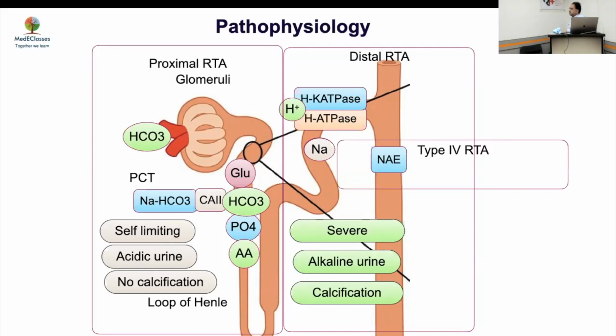Type 4 RTA is a problem of either this channel or the renin-angiotensin-aldosterone system. It typically causes hyperkalemia. All other forms of RTA, as we discussed, cause potassium loss. Type 4 RTA will cause high potassium. So high potassium with acidosis with renal disease, think of a renin-angiotensin-aldosterone defect.